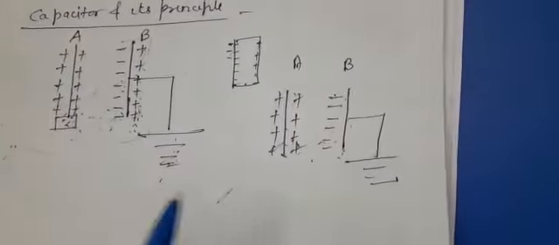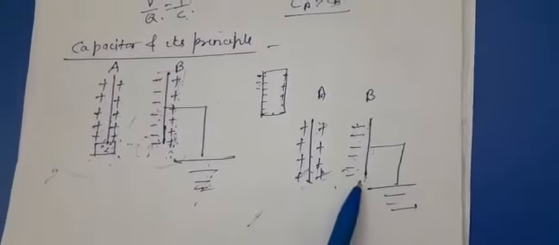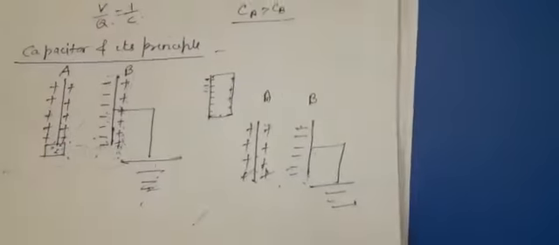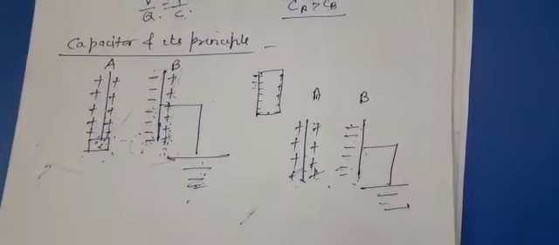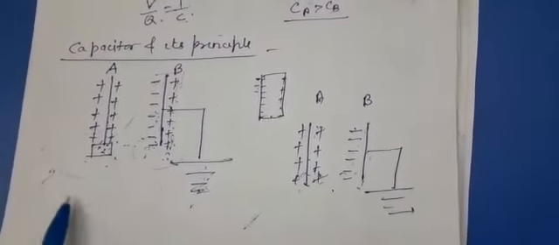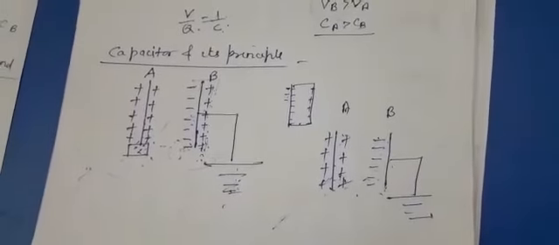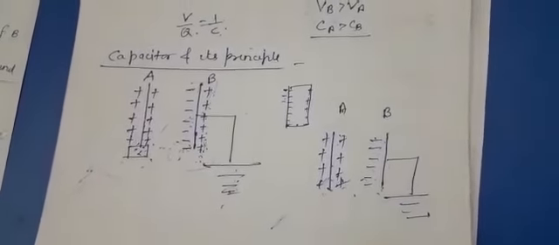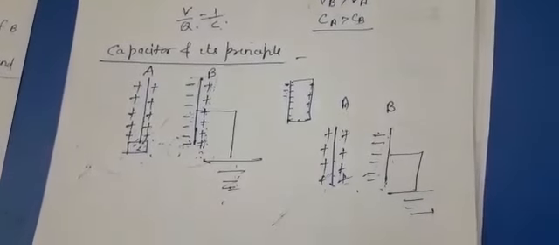So that's why we say that the capacitance of an insulated conductor is increased by bringing an uncharged, earthed or grounded conductor near it. This principle is important. Sometimes you can be asked to explain the working principle of a capacitor, so you have to explain all this concept. All this is a theoretical concept, nothing to do with the numerical or mathematical part of it. You have to explain all the points which I have discussed with you.